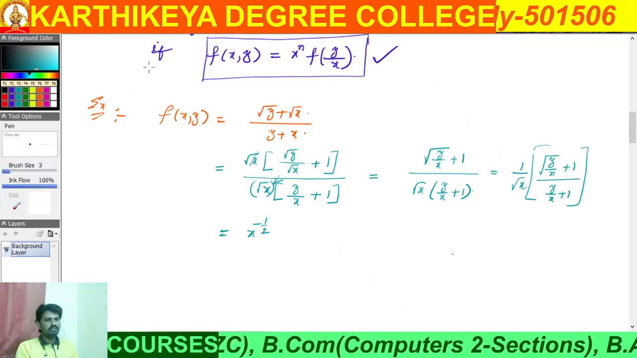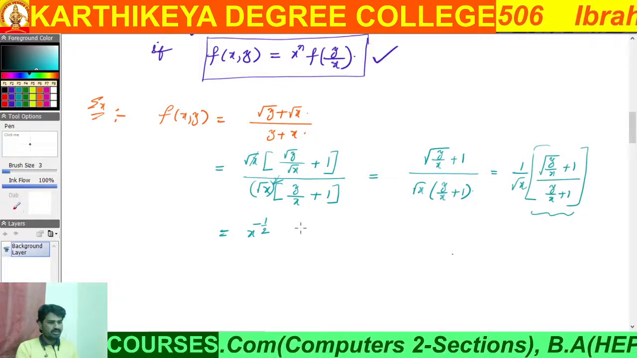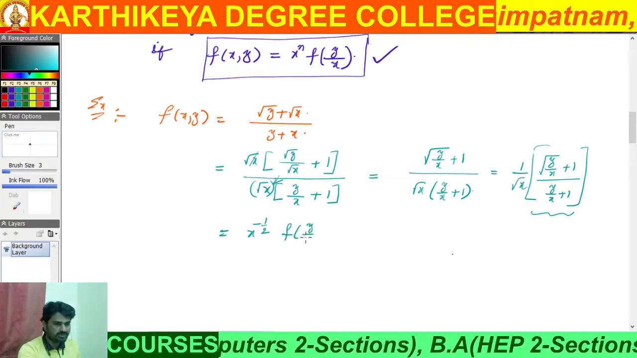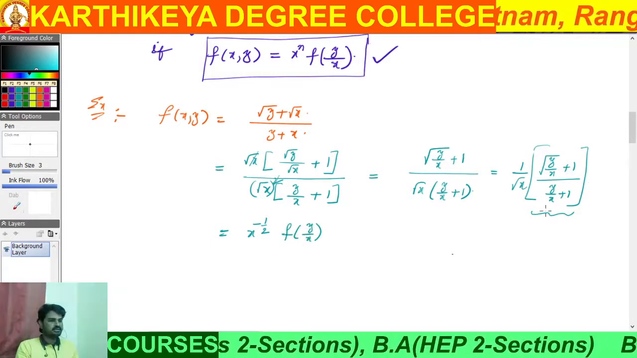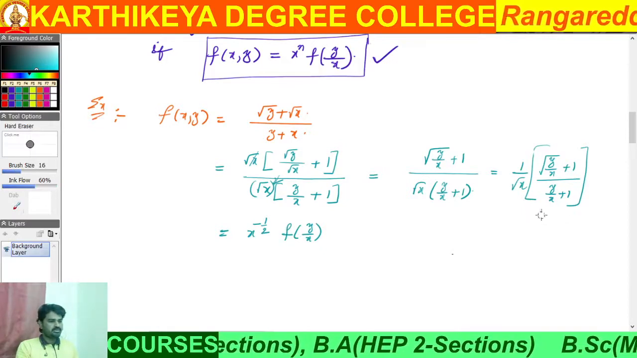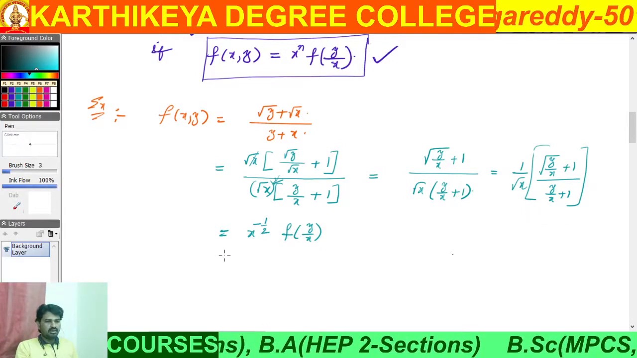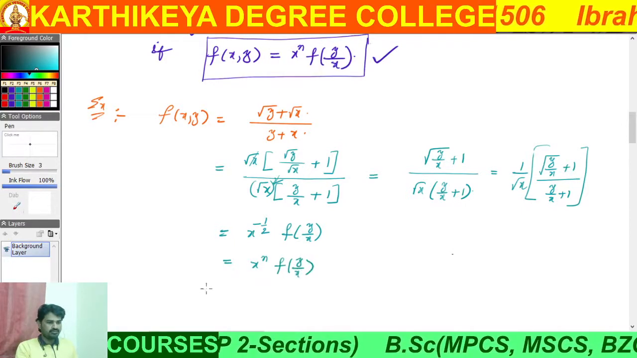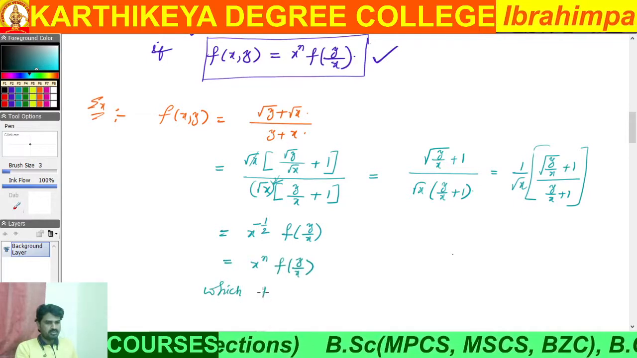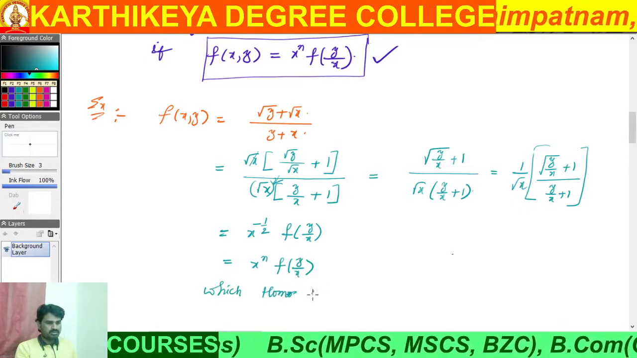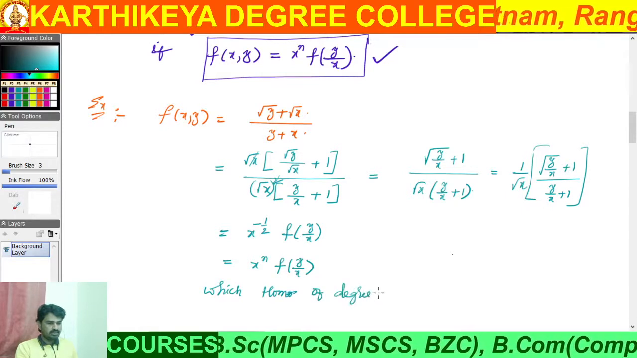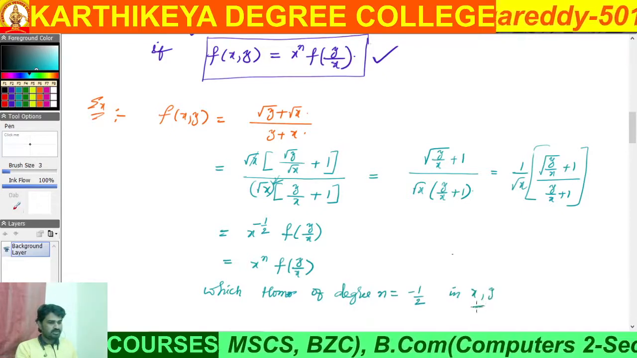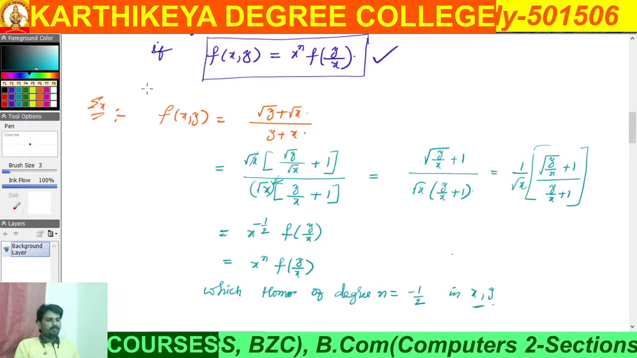So that means simply we can say that this can be taken as a function of y by x, only y by x, not y and not x separately. So this can be converted into the form of x to the power of n into f of y by x, which is homogeneous of degree n. N means minus 1 by 2 in the two variables x comma y. This is the checking of homogeneous functions.